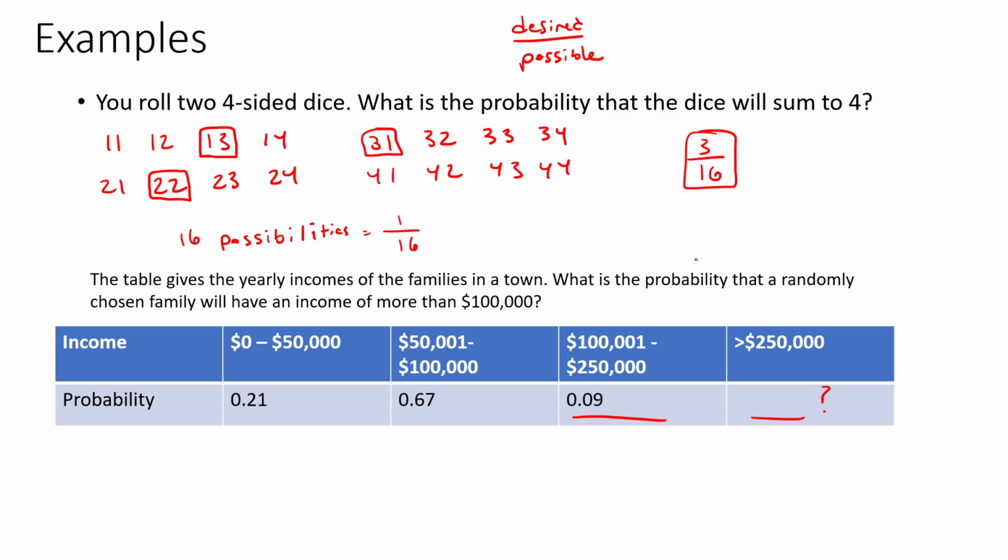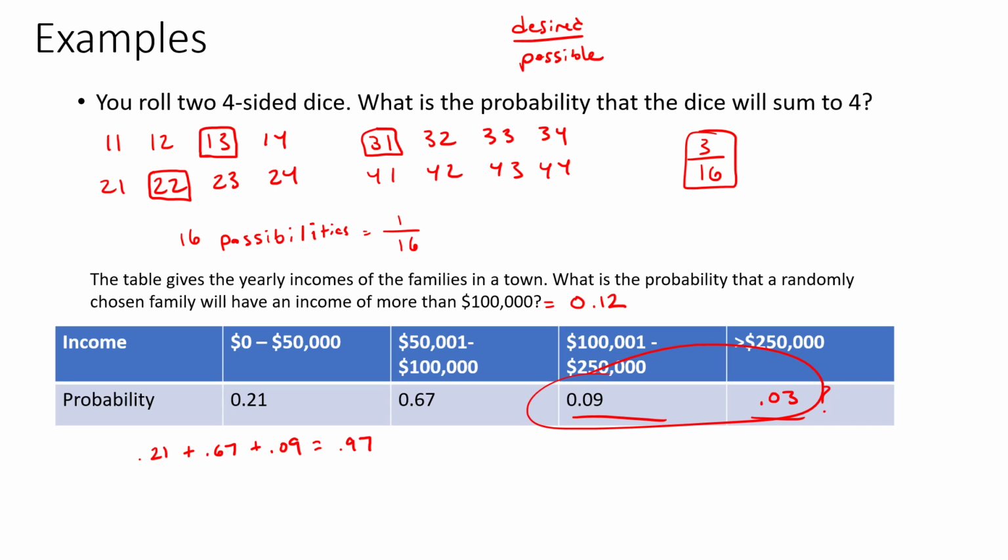So we need to use the fact that all probability always adds up to 100%. So we'll simply say 0.21 plus 0.67 plus 0.09, and let's see, that's going to be 0.97. That means the remaining probability needs to be 0.03. And so we would want these. So the probability that you choose a family at random and they make more than $100,000 is going to be 12%, or 0.12.